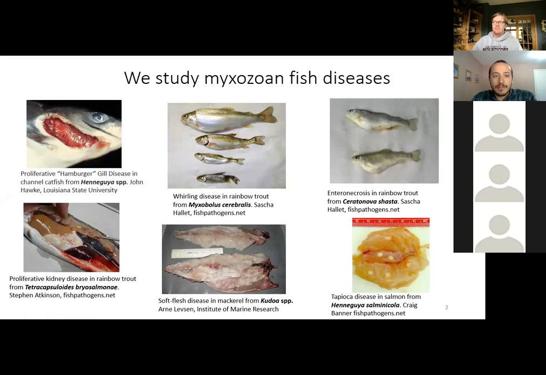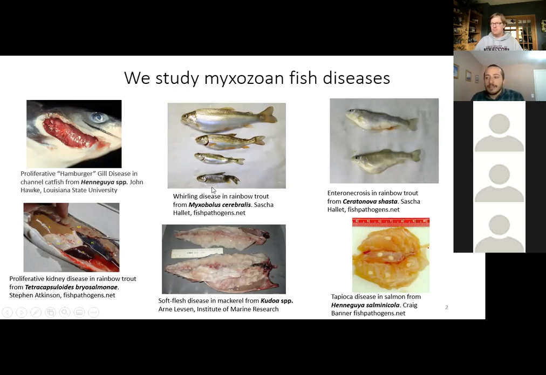We study myxozoan diseases. Mostly I work with this one, Ceratonova shasta, but these myxozoan diseases cause a lot of different fish pathologies. I included the hamburger gill disease that Drew Mitchell mentioned last week. He preferred the hamburger gill disease over this proliferative name. But there's a lot of other ones. Proliferative kidney disease seems to be an emergent pathogen in the West here. Myxobolus cerebralis is a notorious parasite that causes whirling disease.